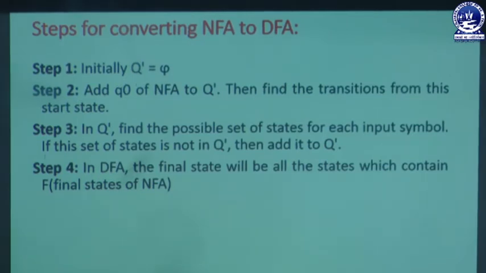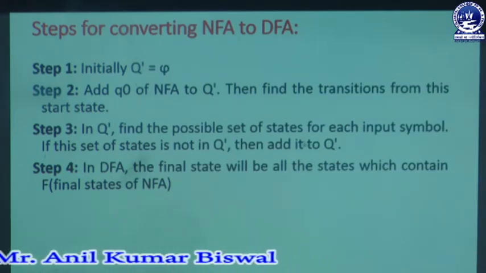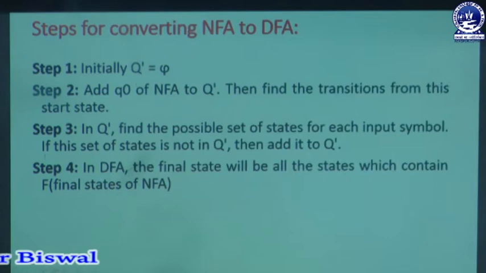In Q dash, find the possible state of states for each input symbol. If this state of states is not in Q dash, then add it to Q dash. If any transitions are created but the transition does not happen in the normal transition diagram, at that time we can add that state to Q dash. Q dash is known as the newly created state. In step 4 we are going to create the DFA.